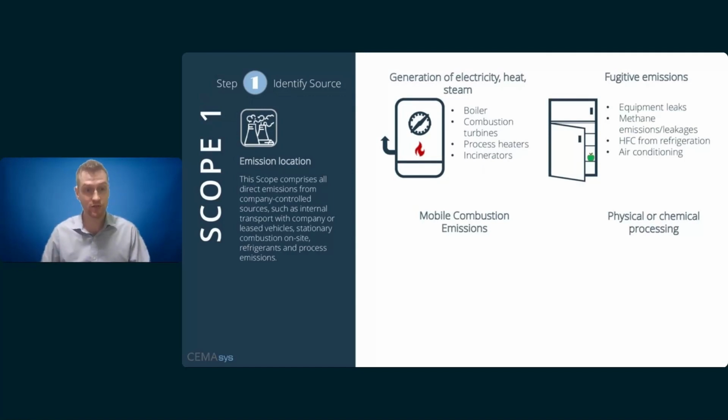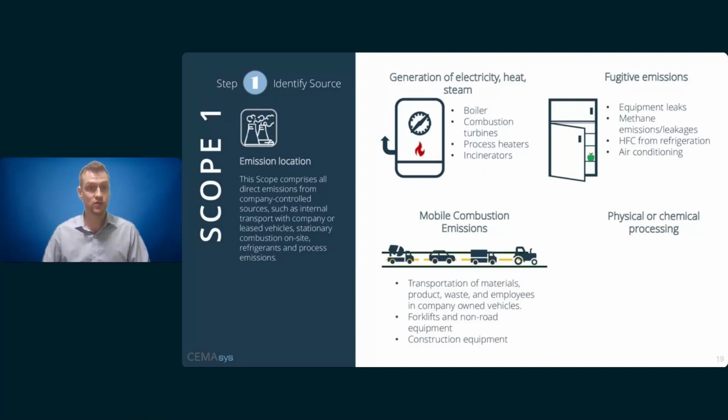Next, we see mobile combustion. Mobile combustion includes any emissions from the burning of gas to power owned or controlled vehicles. This includes company cars or trucks, but also non-road equipment such as forklifts and construction equipment.